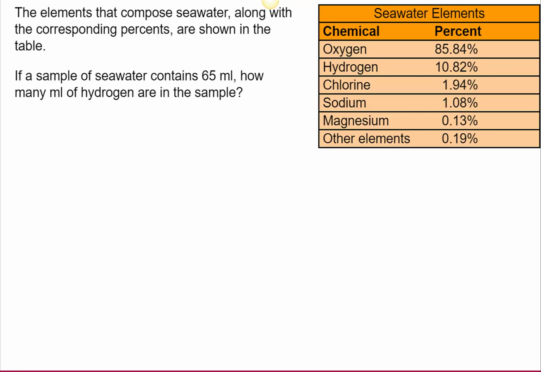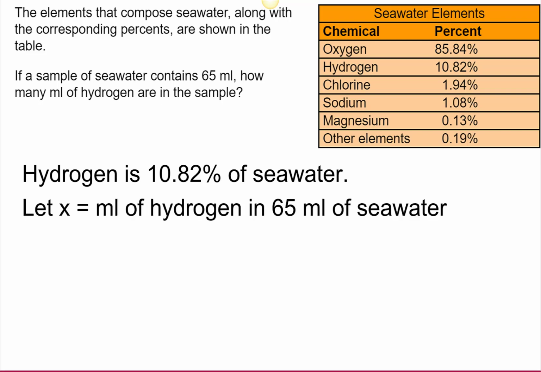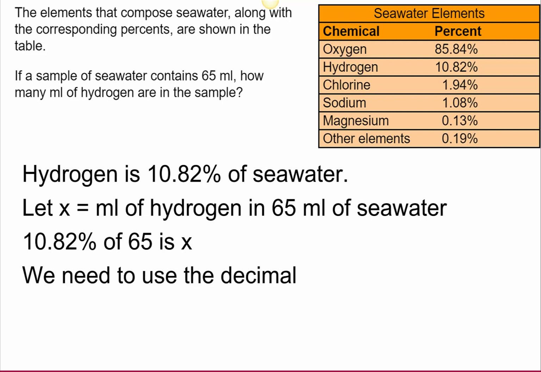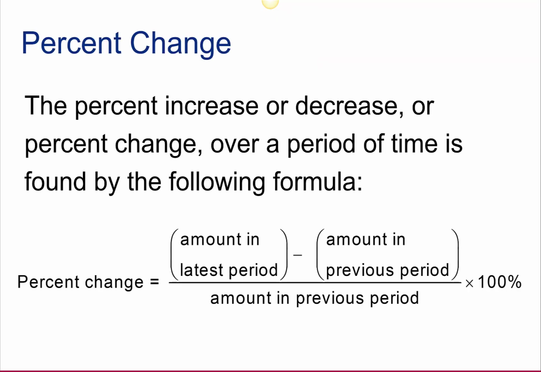The elements that compose seawater along with the corresponding percents are shown in the table. If a sample of seawater contains 65 milliliters, how many milliliters of hydrogen are in the sample? So we notice from the table hydrogen is 10.82% of seawater. So let x be the milliliters of hydrogen in 65 milliliters of seawater. So 10.82% of 65 is x, which is what we want to find. Again, we need to use the decimal instead of the percent. So we multiply 0.1082 times 65, and we come up with 7.033 milliliters of hydrogen in 65 milliliters of seawater.